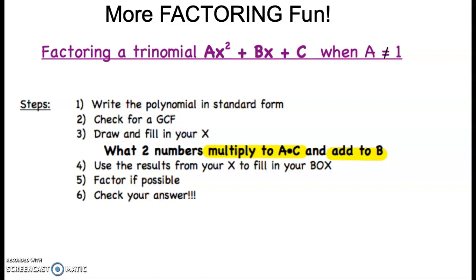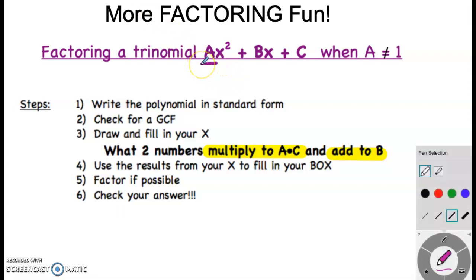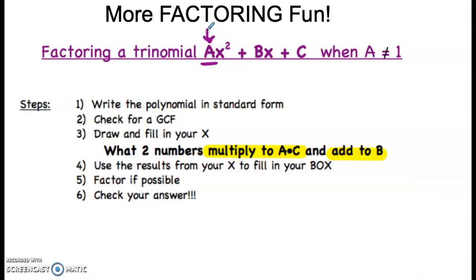So where we left off in Unit 5 was on factoring, and we had worked all the way up to factoring trinomials. But before we left, we were factoring trinomials where the a value was always 1. So we were not doing anything that had a number right here. So what we're actually going to start doing this week is looking at what happens when there is something other than a 1 in front of the x squared term.